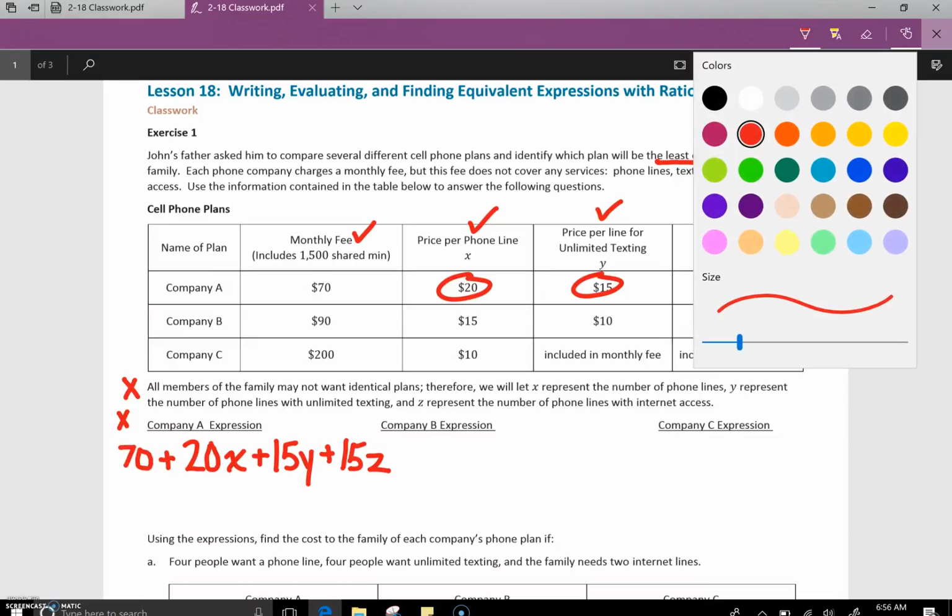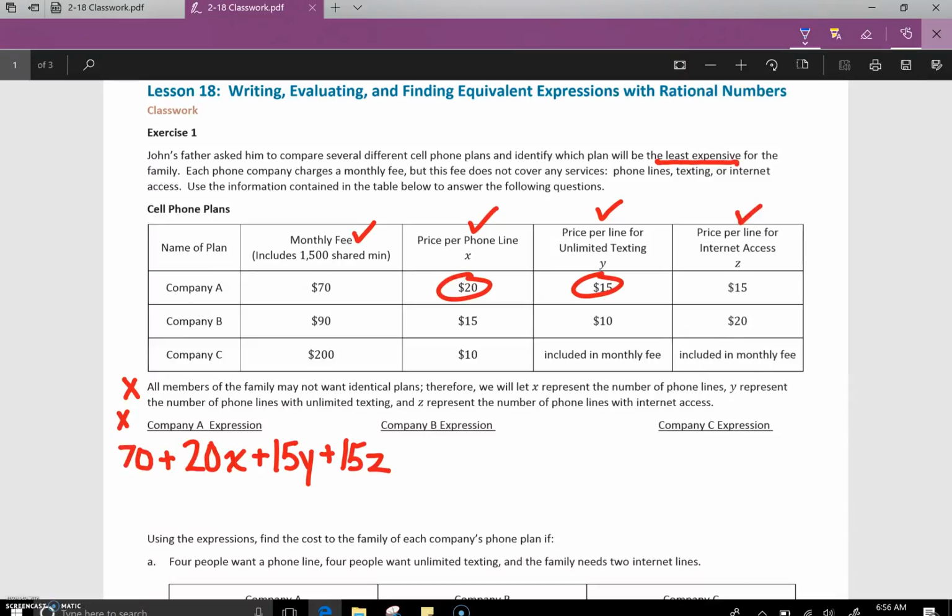Let's write an expression for company B in a different color. So if we look at company B, their initial fee is $90 plus $15 per phone line, so 15x, plus $10 per texting line, so that would be 10y, and then $20 for internet access, so that would be 20z.